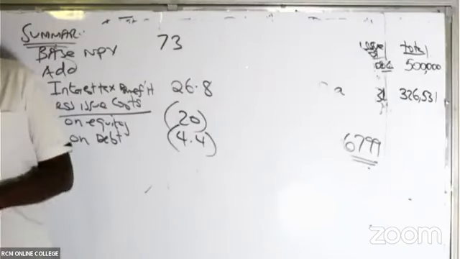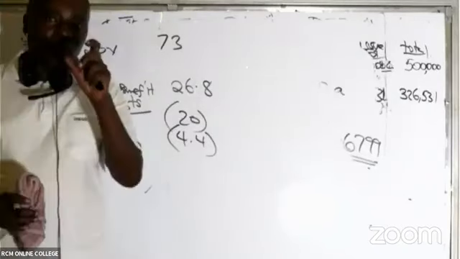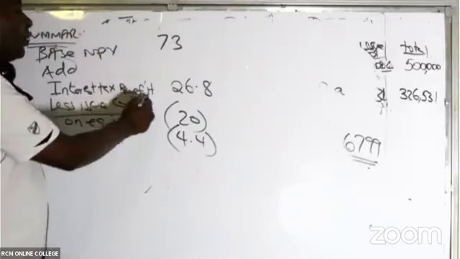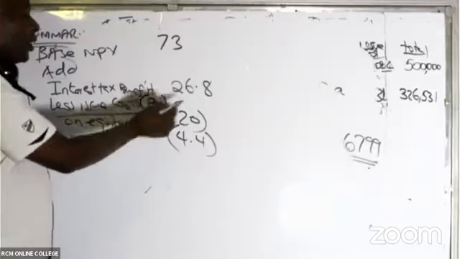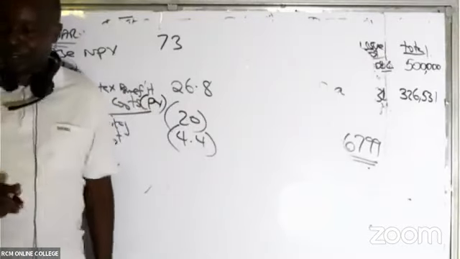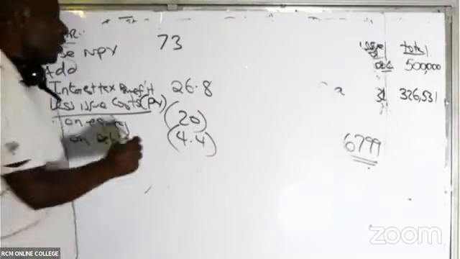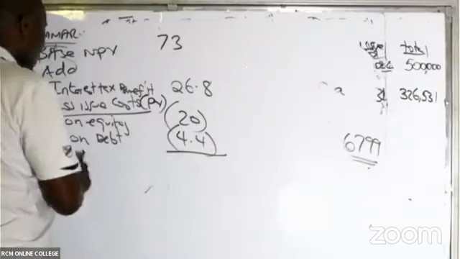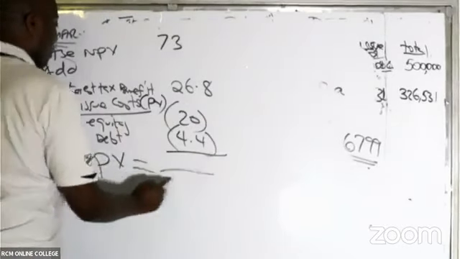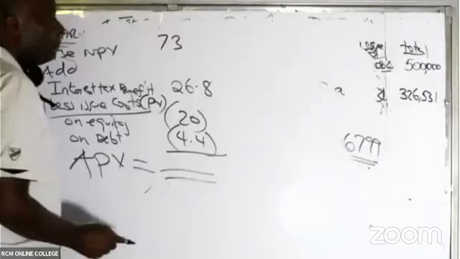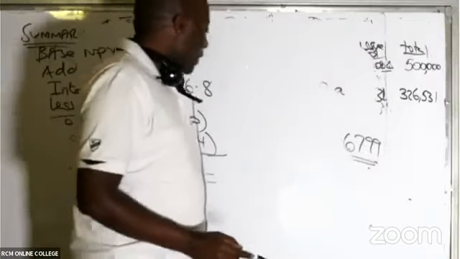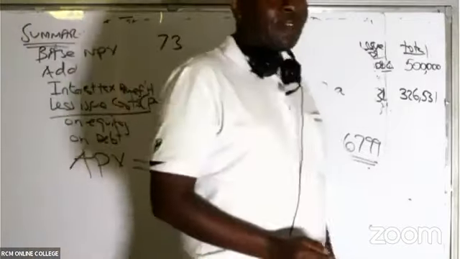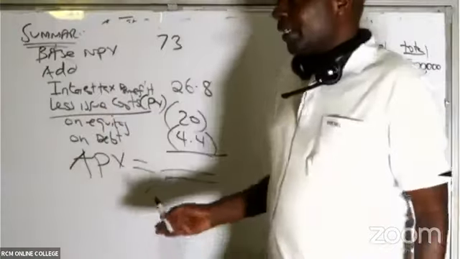Please go to the issue cost. If you remember the issue cost, this has to be present value. Always, you don't discount them because they are recorded at source. Issue cost 4.4, yes. So then come and consolidate here. Whatever you have here is the APV. So 73 plus 26.8 minus 20 minus 4.4. Whatever we get is the APV.